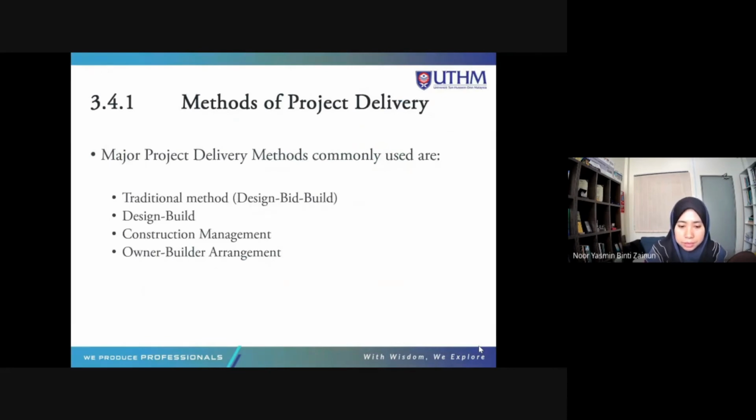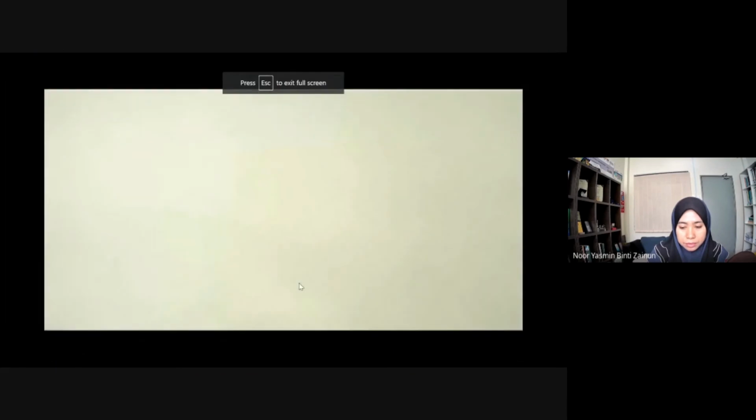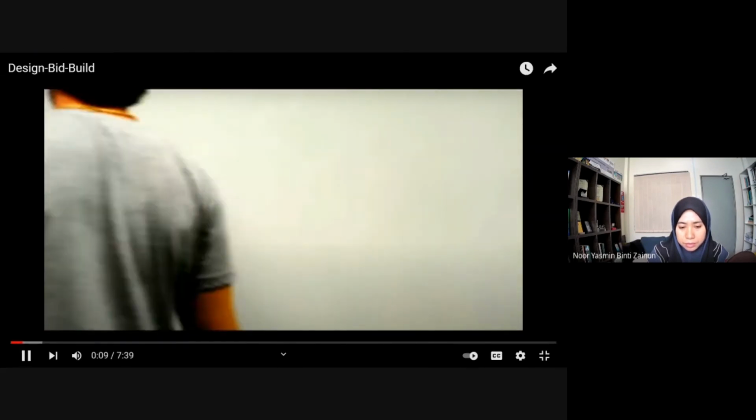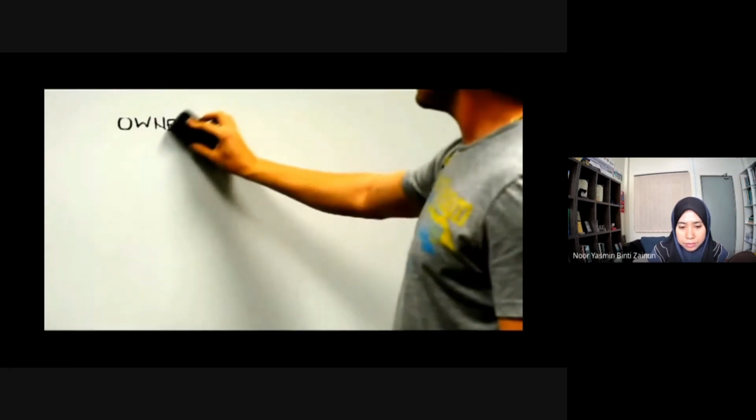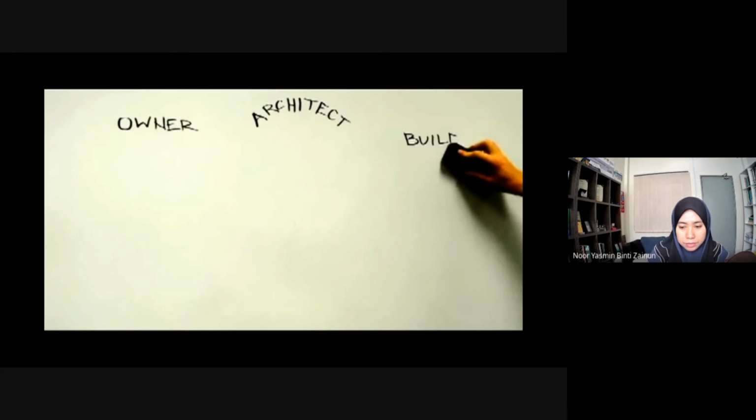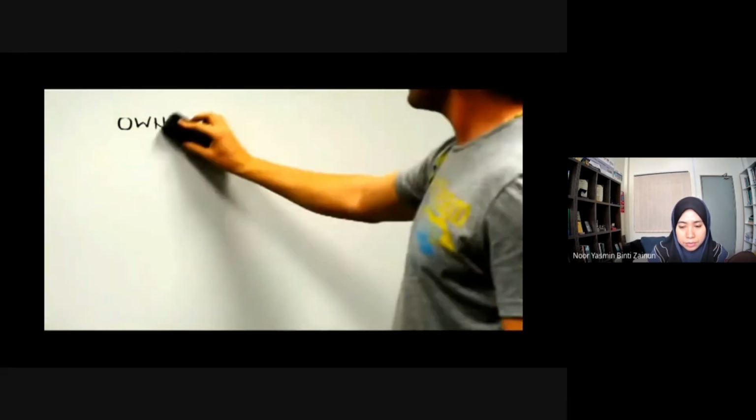Yang ni yang dalam video tadi explain all these 4 methods, which is the traditional method, which is design, bid, and build. Design, bid, build, also known as the traditional method, is a project delivery method most commonly used in today's building industry. It involves 3 basic parties: an owner or an owner group, an architect or a design team, and a builder, also known as a general contractor.